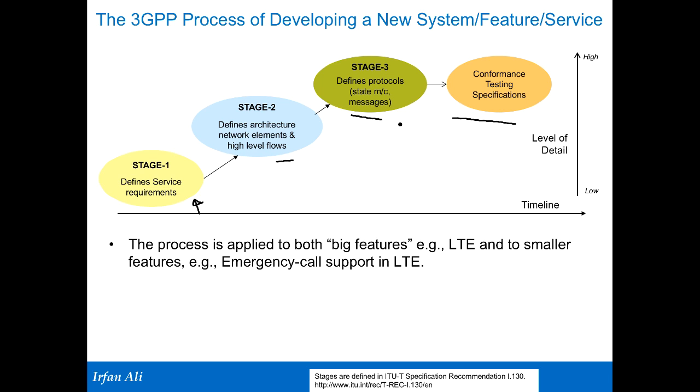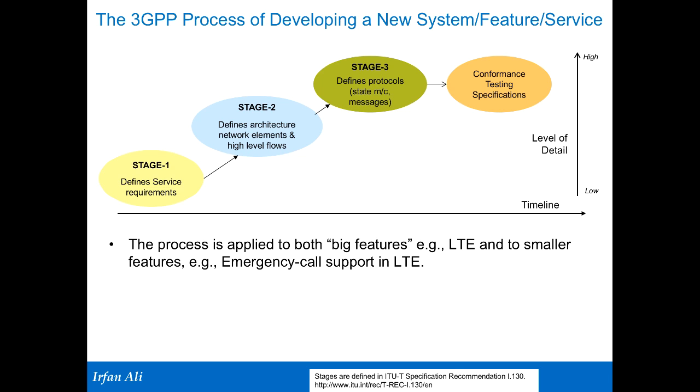This process works for bigger features like LTE, and also for smaller features like emergency call services, or for home cells or femto cells. The stage 1 requirements will be written, and then followed by stage 2, followed by any kind of stage 3 changes.